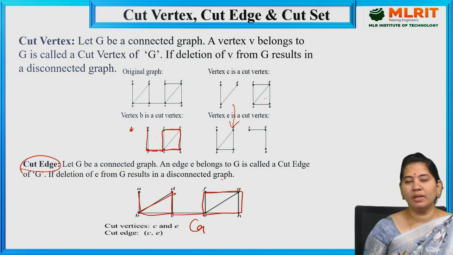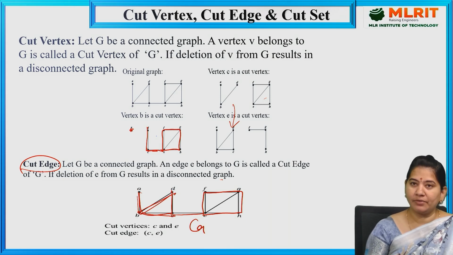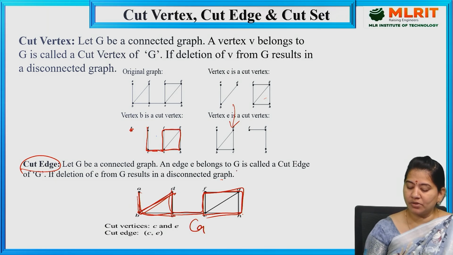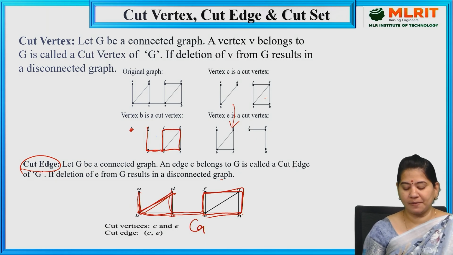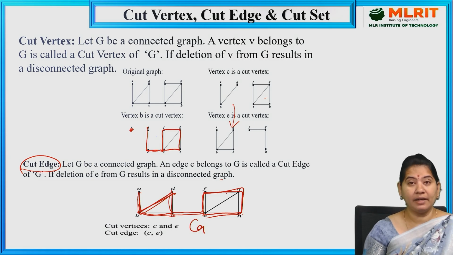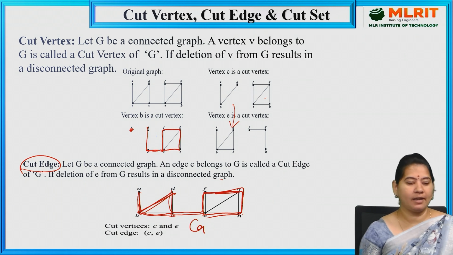Connected graph means every pair of vertices will have connectivity. So A to B, and if I take A to C I also have connectivity. If I go from A to D I also have connectivity. If I want to move from A to H, I also have connectivity, in whichever path it may be. So let G be a connected graph. An edge E belonging to G is called a cut edge. How can you say that a particular edge is a cut edge? If deletion of that particular edge results in a disconnected graph.